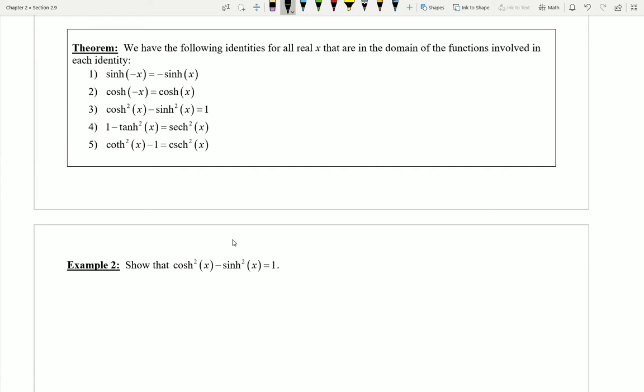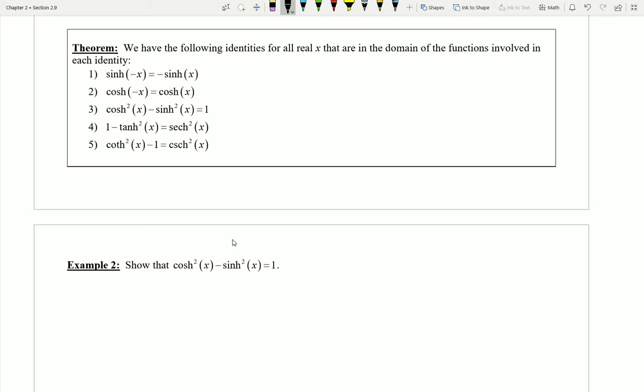Hyperbolic trig functions are very similar to our regular trig functions. We already saw that we defined them in a very similar way, where we had the hyperbolic tangent defined as hyperbolic sine over hyperbolic cosine. And things like the hyperbolic secant, cosecant, and cotangent were also defined in a similar way to our regular trig functions.